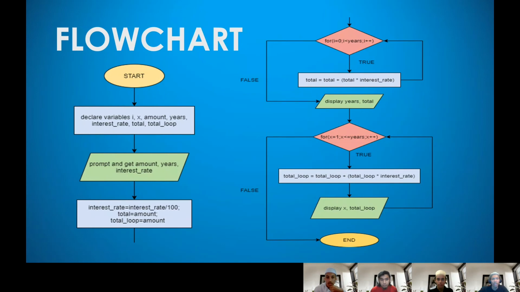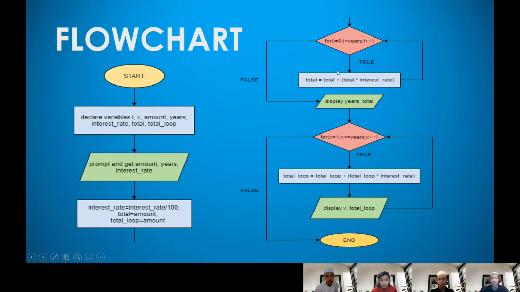Okay, moving on to the flowchart of this program. Firstly, the program will start and we need to declare the variables I, X, which are for the loops, the amount of money, years, interest rate, total, and total loop. Next, the system will prompt and get the amount of money, the years, and the interest rate from the user. And we will start the calculation with interest rate equals interest rate over 100, total equal to amount, total loop equal to amount. And we have two loops here.